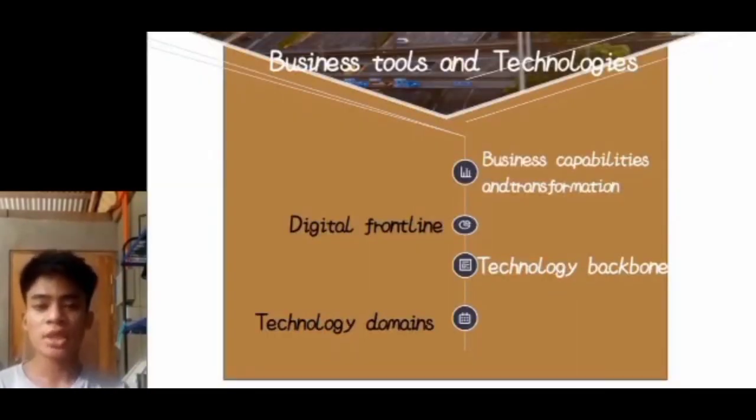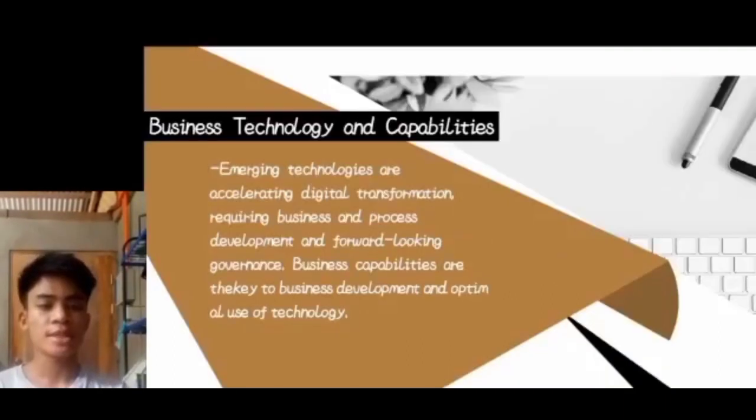Business tools and technology has 4 dimensions: the digital frontline, business capabilities and transformation, technology backbone, and technology domains. Business technology and capabilities: emerging technologies are accelerating digital transformation, requiring business process development and forward-looking governance. Business capabilities are the key to business development and optimal use of technology.